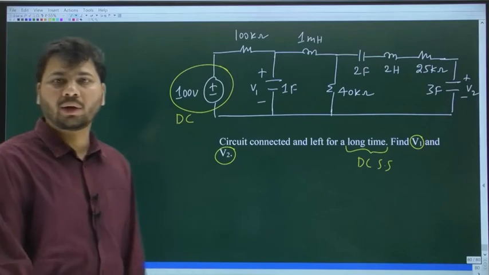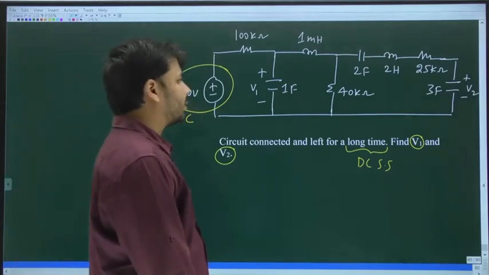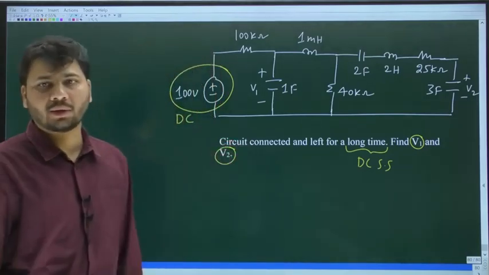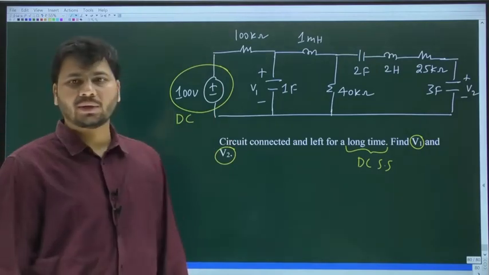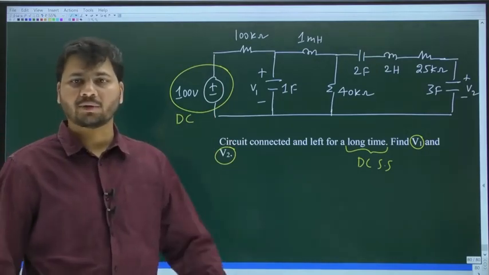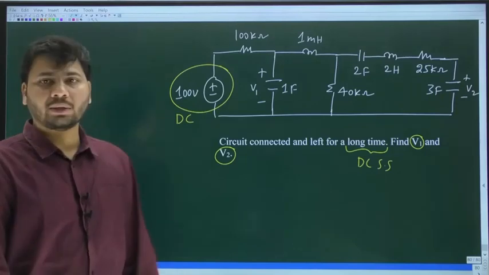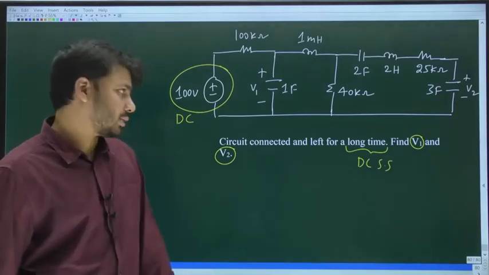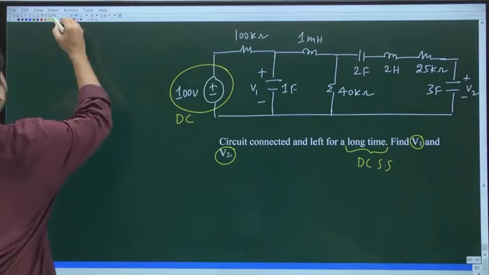Okay, please look at the screen. In this circuit there are both the capacitor as well as the inductor. At DC steady state, capacitor behaves like what? An open circuit, and the inductor will behave like a short circuit.